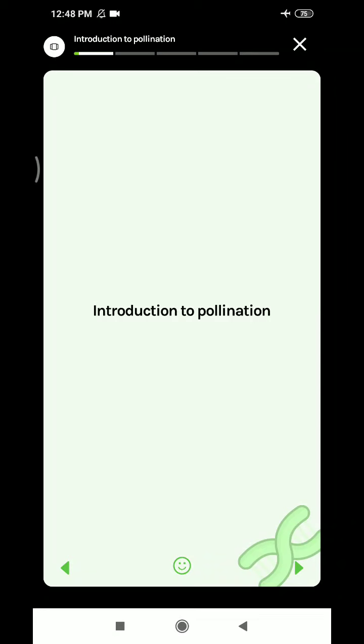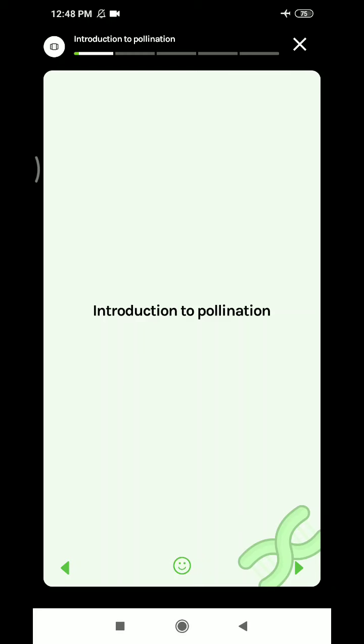In the last video, we read the 4 parts of a flower. Can you say the names? Yes. The 4 parts of a flower are calyx, corolla, androecium and gynoecium.